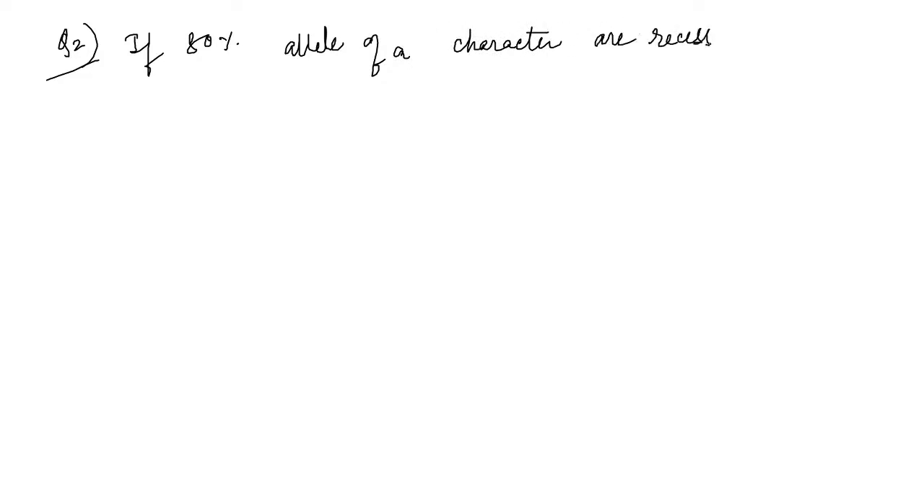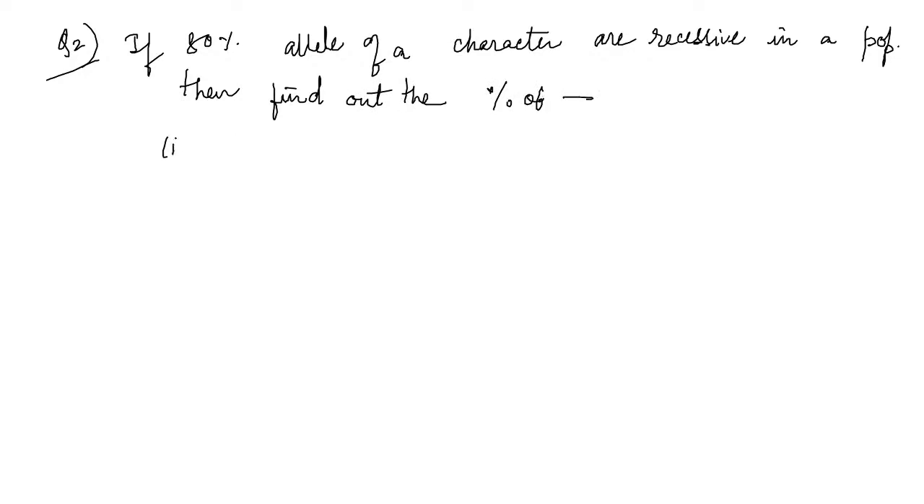Let's move on to problem number 2. If 80% of the alleles of a character are recessive in a population, then find out the percentage of, number 1, organisms with the dominant character, and number 2, the homozygous organisms. How many homozygous are there?